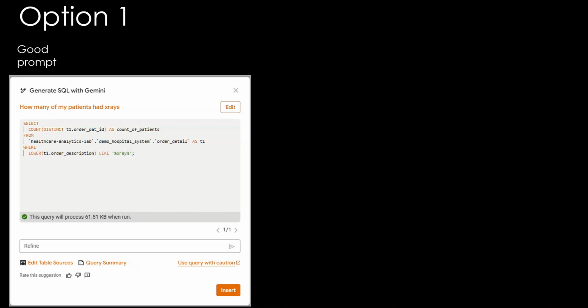So you see here an example. I've got Gemini up and it's in my environment. So it knows the area I'm looking at. And I say something like, how many of my patients had x-rays? Really, really crummy prompt. And from there, it's going to make some decision about the table it thinks I am referring to. It might even do a good job.